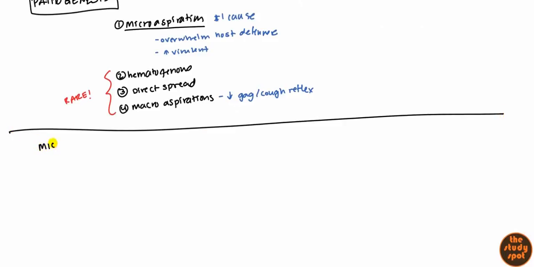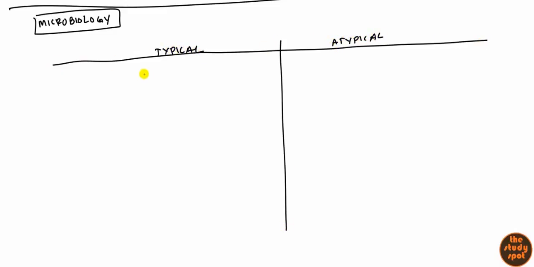Let's talk about the microbiology. What type of bugs cause pneumonia? It's grouped into 2 main categories. Either you have typical or you have atypical. So what is typical? Typical is going to be a more severe type of pneumonia, whereas atypical would be a less severe type of pneumonia.